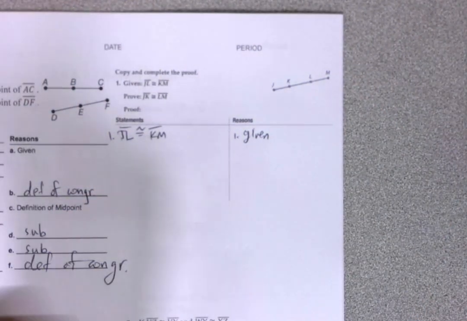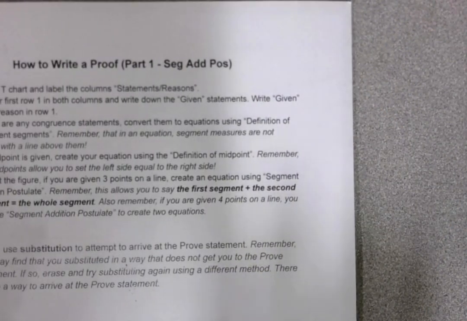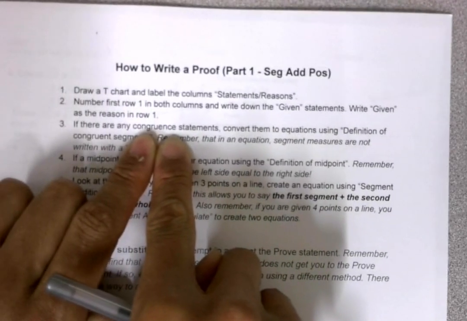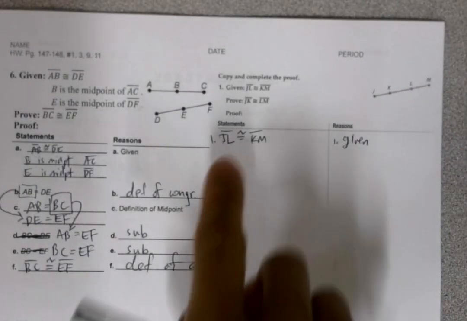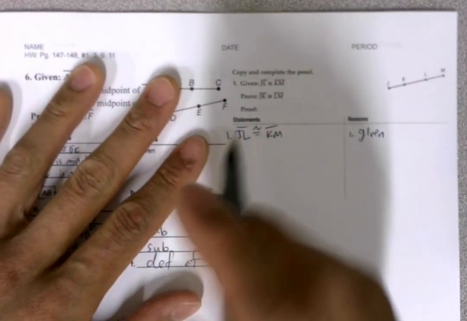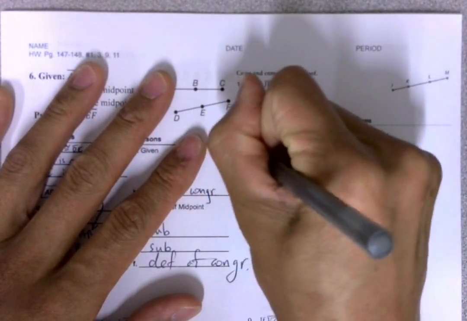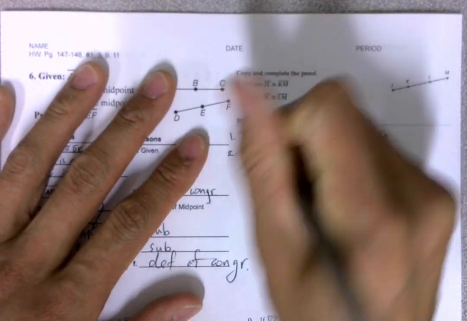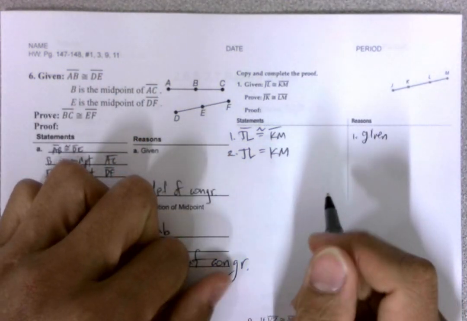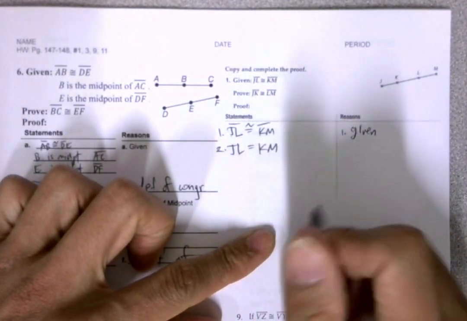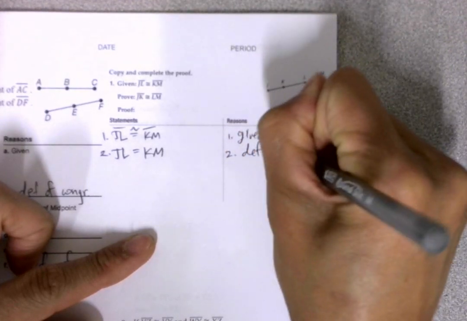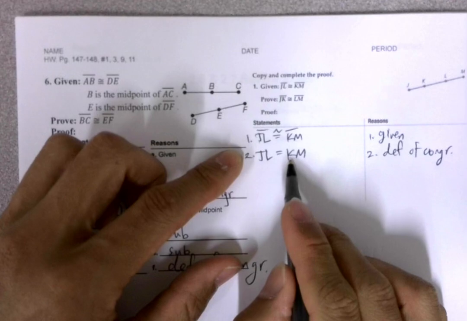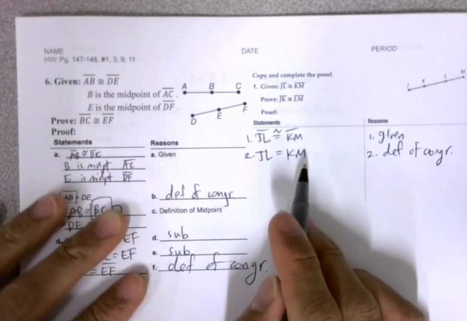Okay, so what's our first step to completing this proof? Turn any given congruency statements into equations using the definition of congruent segments. I have a congruency statement right here, and I'm turning it into an equation. So it's JL is equal to KM. Notice that the lines over JL and KM go away because we're talking about the measures now. My reason here is going to be def of congruence, which lets us go from a congruency statement to an equation, and from an equation back to a congruency statement.